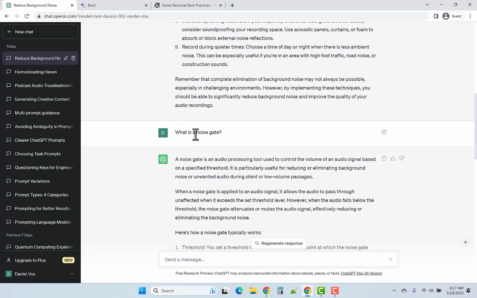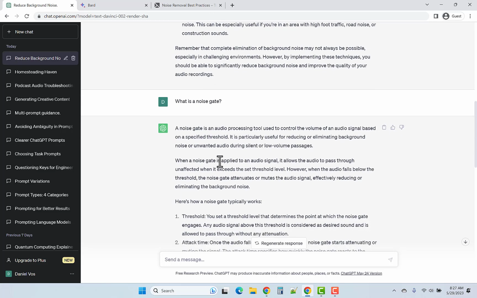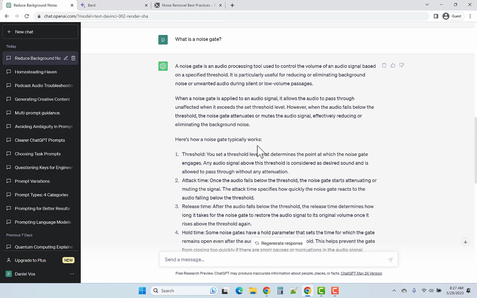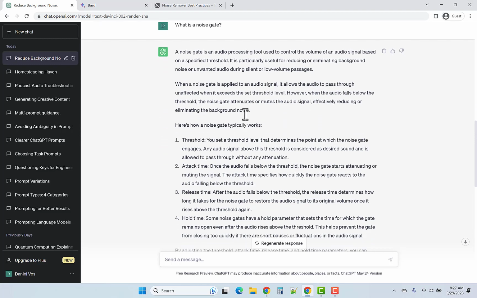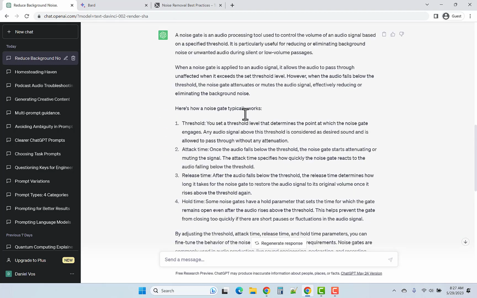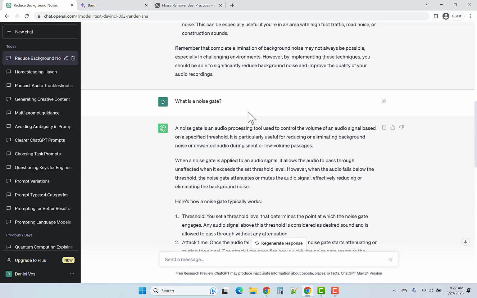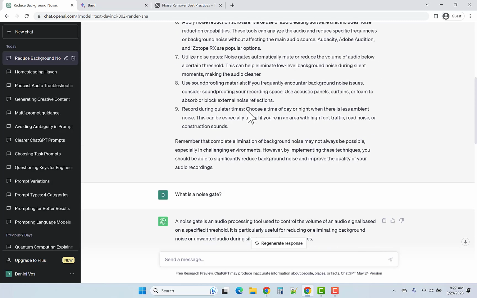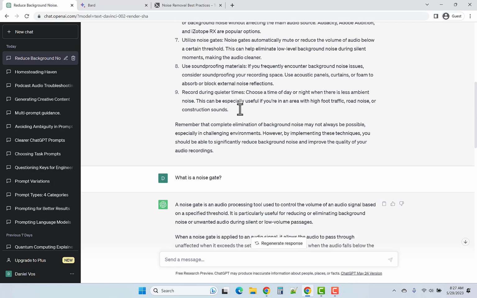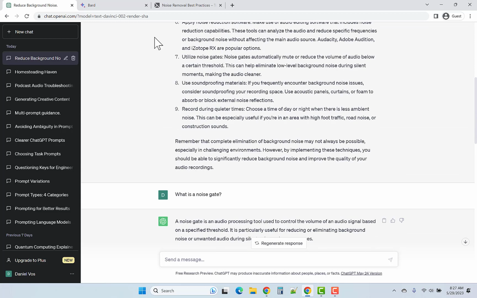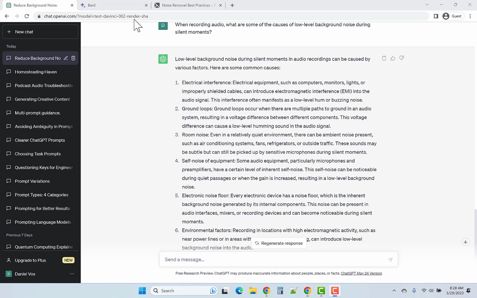So then I asked, what is a noise gate? It gave me a very technical explanation that is not necessarily helpful. Really, probably what I should have asked would be something like, what are some of the causes of low-level background noise? So that's in fact what I did just now.